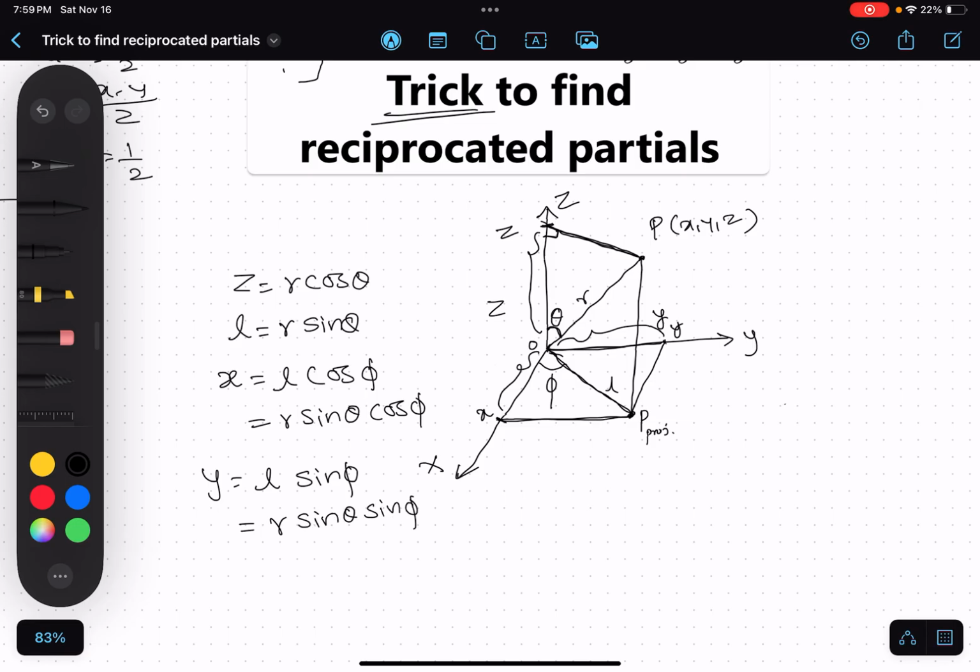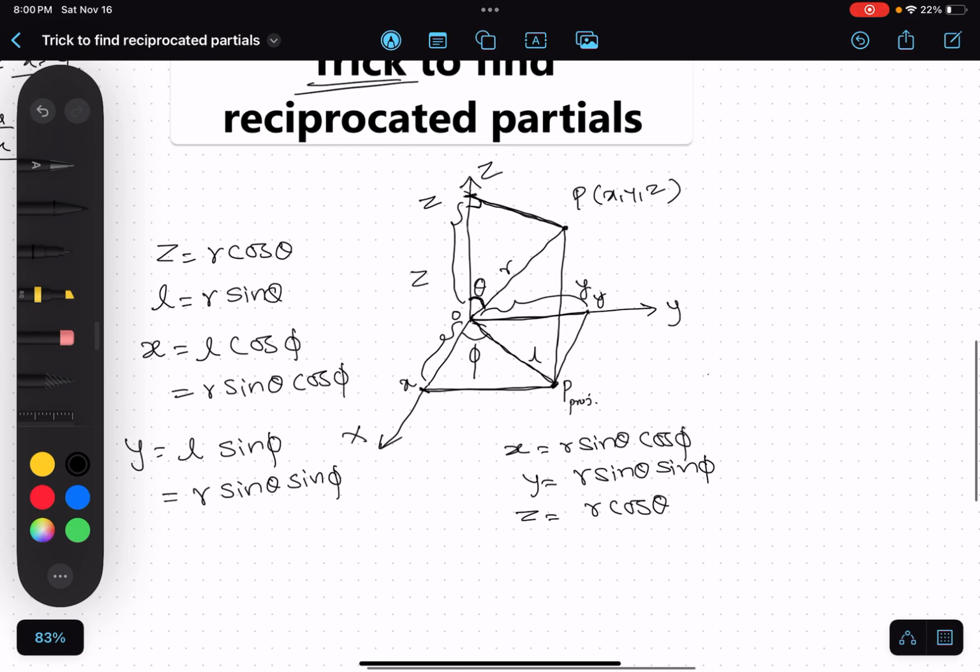So from here we see that in this setup, if theta is the angle made by the position vector of the point with the z axis, phi is the angle made by the projection with the x axis, and r is the distance of the point from the origin, in that case x would exactly be r sine theta cos phi, y will be equal to r sine theta sine phi, and z will be equal to r cos theta.